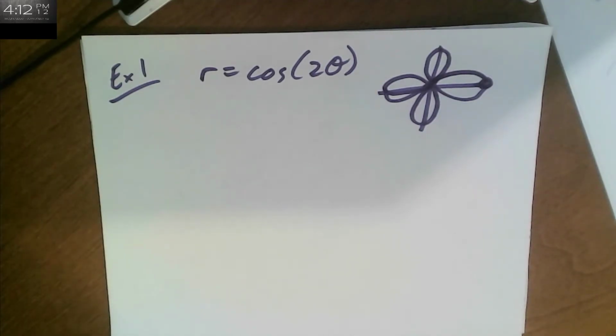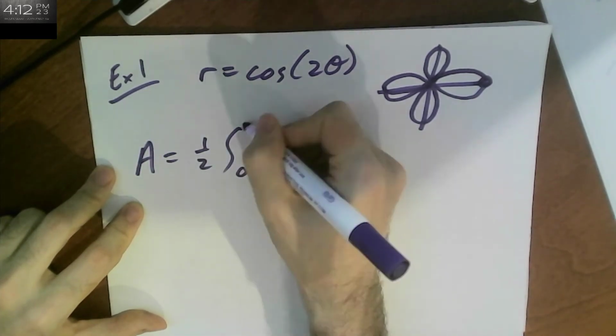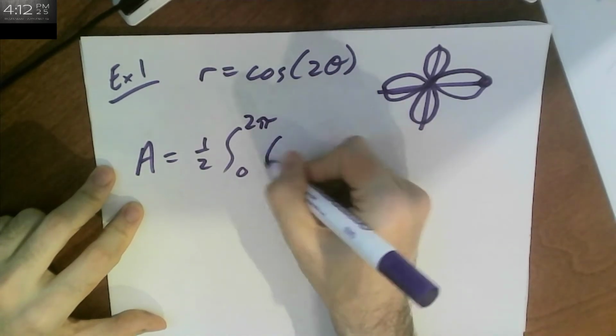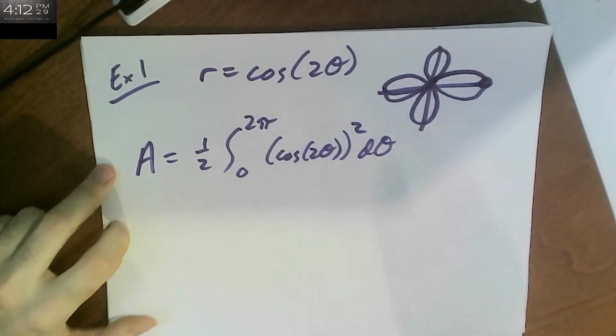All right? If I want, I could find the area inside this shape, the area inside this rose. We know our formula. The area would be 1/2 times the integral going all the way around the rose of cosine 2 theta squared, d theta.